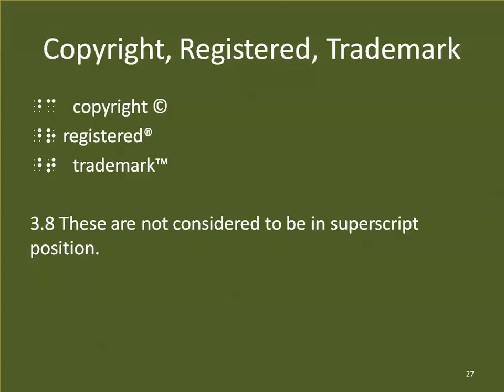Copyright, registered, and trademark. We have these symbols since, I believe, 2000. No, I think we've had it before then, maybe 2006 or something like that, 2007. Copyright, registered, trademark. We braille them however we see them. In UEB, the point is made that, again, these are not to be considered in superscript position, even if they are in print. They're just brailled right after the word that they come after, and if there's a space there, then we braille it with a space.